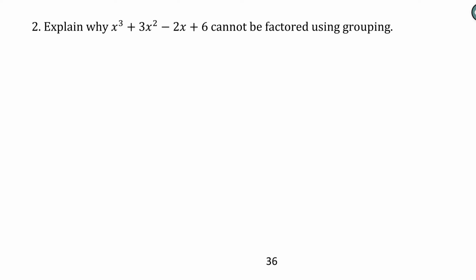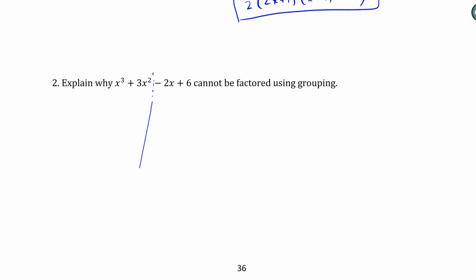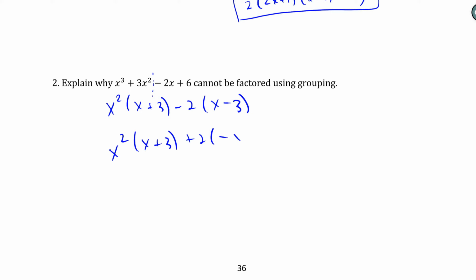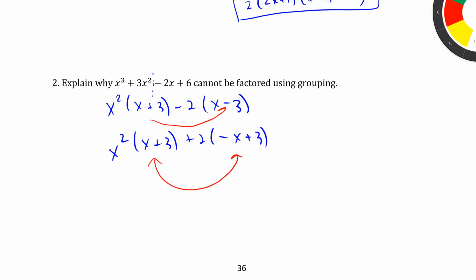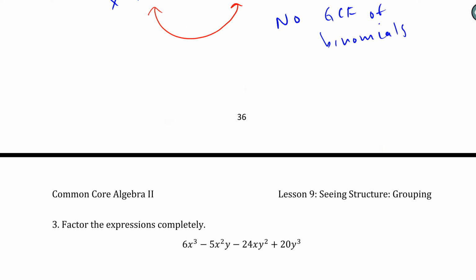Number 2, explain why we can't use grouping here. So it's 4 terms, so that tells me grouping. So let's start our grouping method. So if we start our grouping method, we get x squared, x plus 3. Well, if I divide out negative 2, that gives me x minus 3, so that's not good. If I did it again, but I did positive 2, that's going to become negative x plus 3. So essentially, I can't get these two parentheses to match. So what we can say is there is no GCF of binomials. Something along those lines. Showing that it can't happen is just as good.